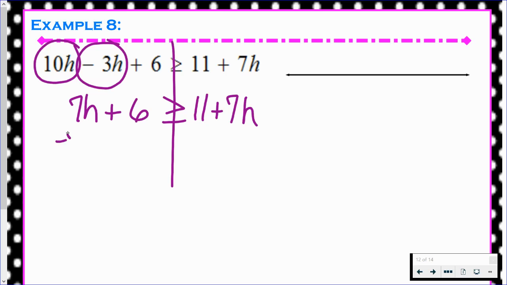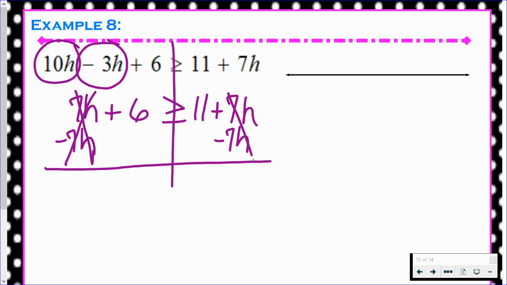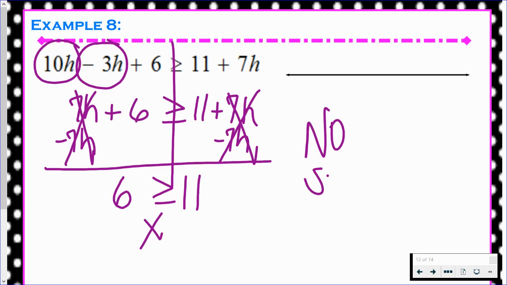I'm going to move this 7h. You might start to notice something right now because both of them are positive 7h's. So that's going to cancel both of them out, and it's going to leave me with 6 is greater than or equal to 11. And you have to say to yourself, is 6 greater than or equal to 11? No, it's not. So then that would mean it is no solution.